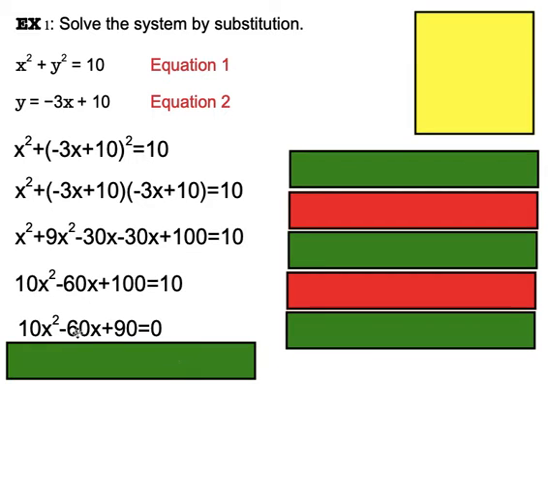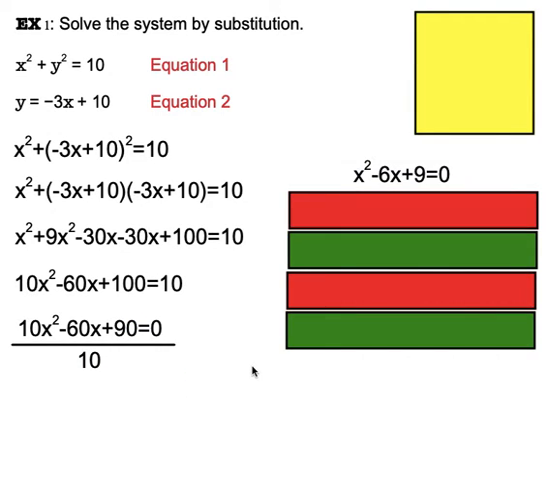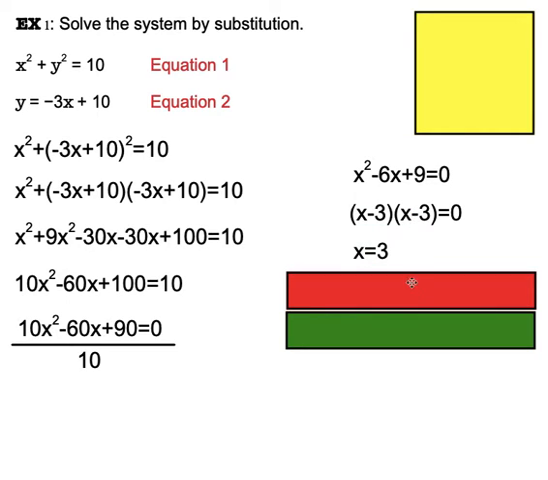Now, those numbers look pretty big. They are all divisible by 10, so I'm going to go ahead and divide them all by 10 just to reduce the math problem into something a lot simpler, which is x squared minus 6x plus 9 equals 0. Now from here you have some options. You can complete the square, you can factor it, or you can use the quadratic formula. Very easily it factors into negative 3 and negative 3. Set those equal to 0, and you just get x equals 3.